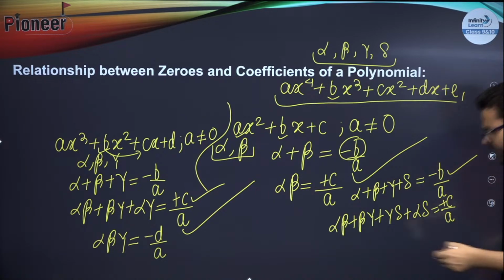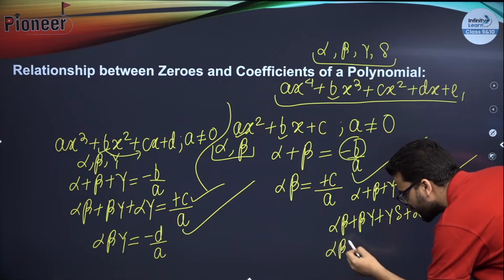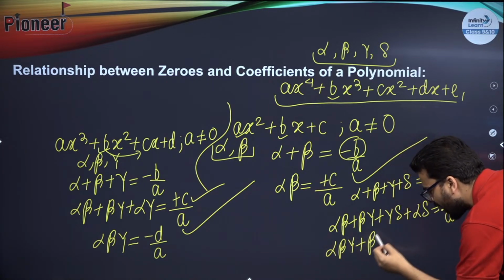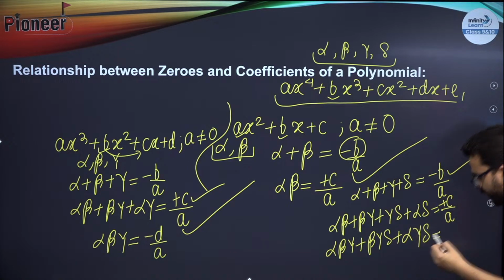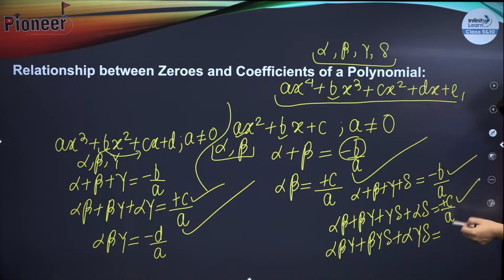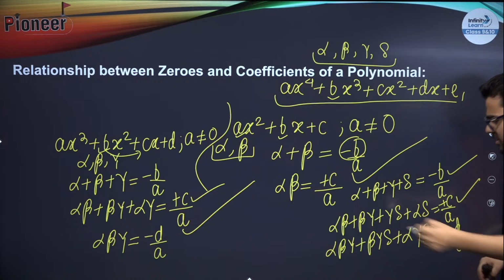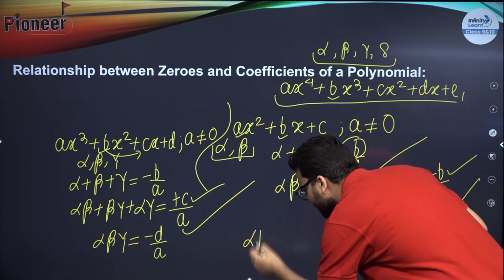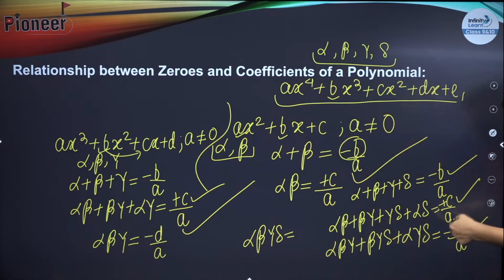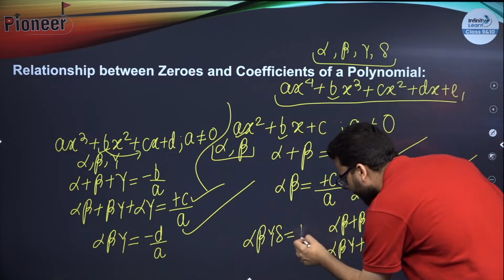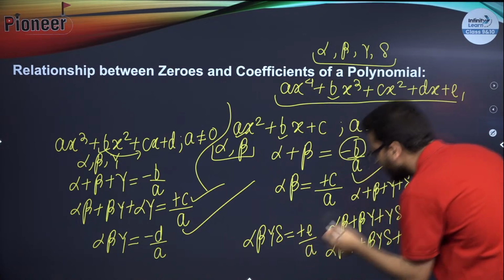Now what is the next thing? You will take 3 zeros at a time. So alpha beta gamma, beta gamma delta, alpha gamma delta. And you see this is plus c by a, change the sign to minus d by a. Now what is the next possibility? Next possibility is 4 zeros at a time: alpha beta gamma delta. So it is minus d by a, change the sign to plus e by a. So that's all.